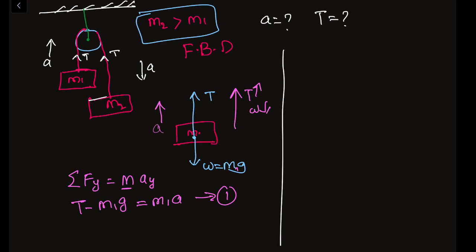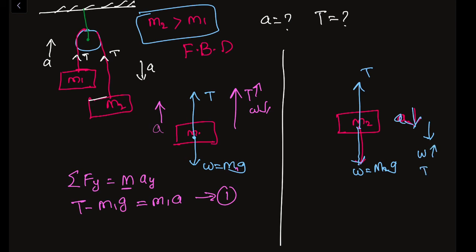And the remaining body, another body m2, moves downward because of more mass. Here acceleration is downward. In this case weight is downward, W equal to m2g, and here is tension. The body moves downward, acceleration is downward. Moving downward means weight is more and tension is less.